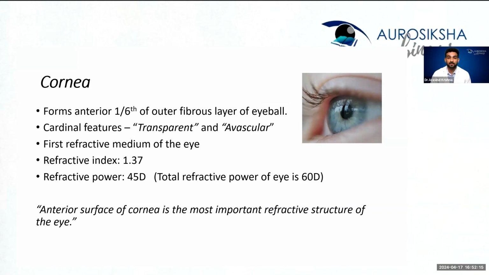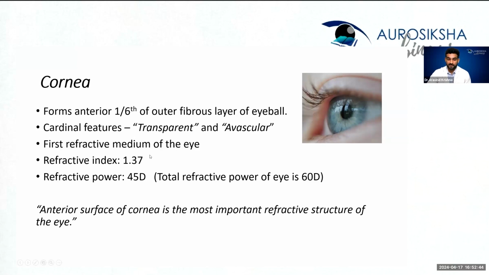It forms the anterior 1/6 of the outer fibrous layer of the human eyeball. The cardinal features, or the important features, are that it's transparent and it is avascular. It is transparent because only if it is transparent can the light rays pass easily without hindrance, and it is avascular. That means it does not have any blood supply. And being avascular is a very significant factor responsible for it being transparent.